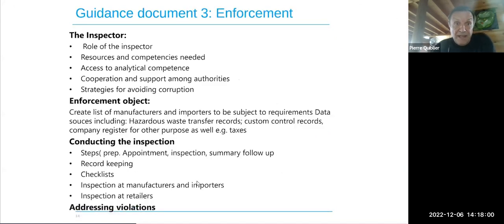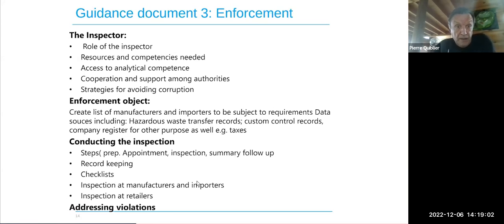The guidance documents provide very clear, and this could even define the terms of reference that you have right away, that you can, of course, adapt according to your specific needs. The role of the inspectors, the resources and competencies needed, the access to analytical competence, cooperation and support among authorities, strategies for avoiding corruption. With regards to the enforcement objects, how to create a list of manufacturers and importers to be subjected to the requirement, the data sources that include hazardous waste transfer records, customs control records, company registers kept for other purposes, as well as, for example, taxes. How to conduct the inspections, the various steps from preparation through the appointment, the inspections, to the summary and the follow-up.